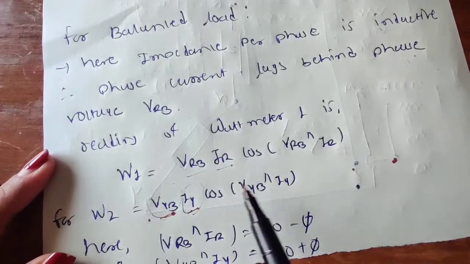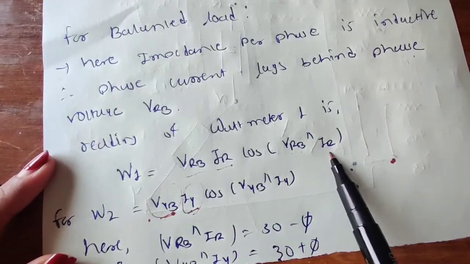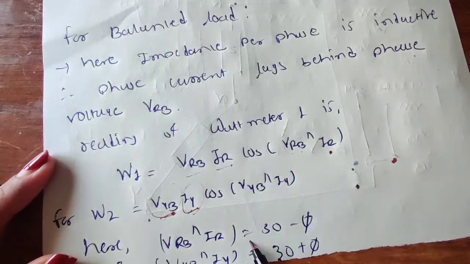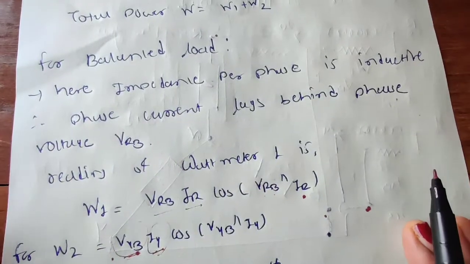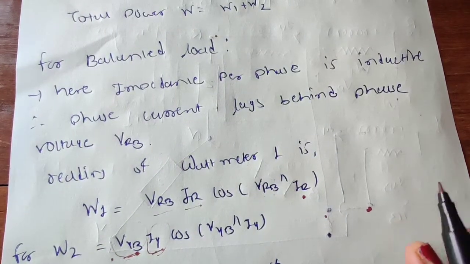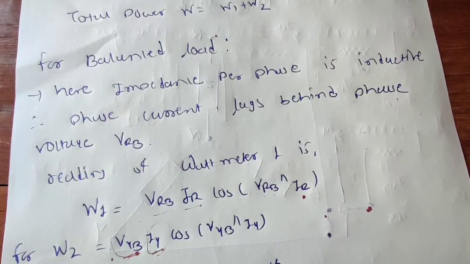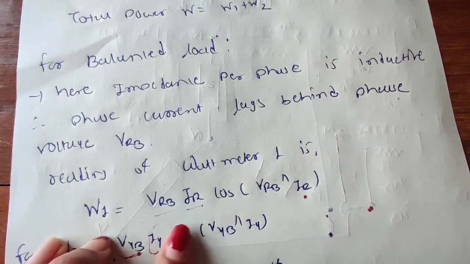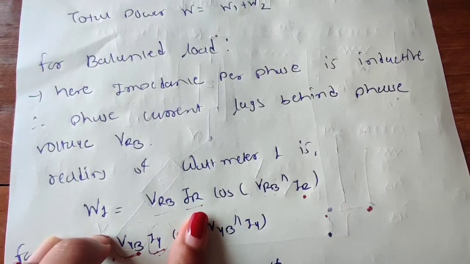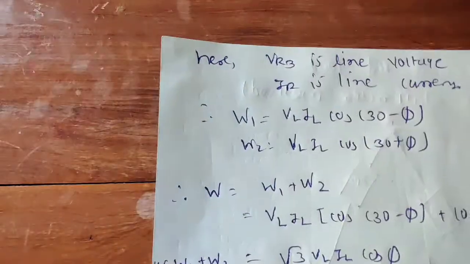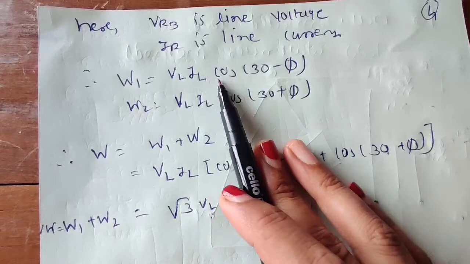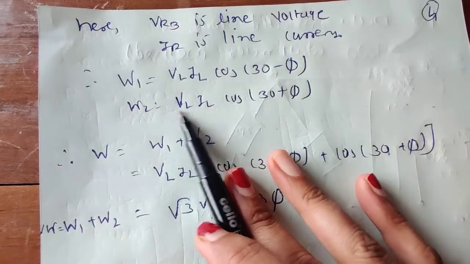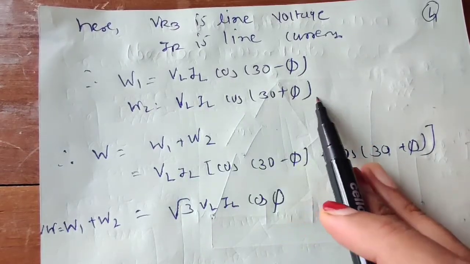Now the angle between VRB and IR, I can consider as 30 minus phi, and the angle between VYB and IY is 30 plus phi. Here VRB and IR are the line voltage and the line current respectively. So if I rewrite the equations, W1 is equal to VL IL cos of 30 minus phi, and W2 is equal to VL IL cos of 30 plus phi.